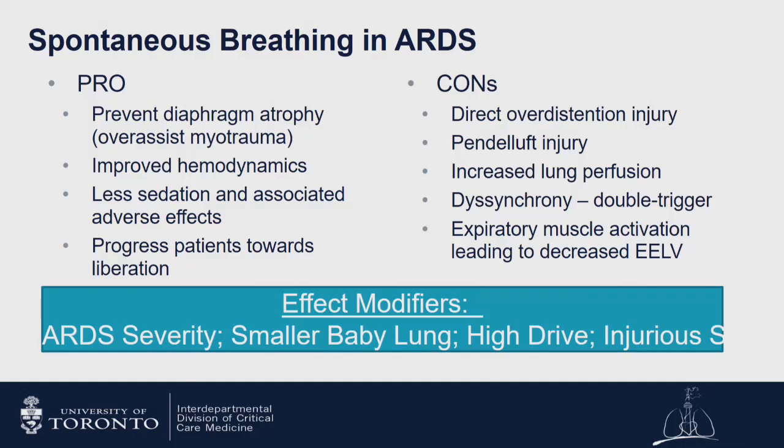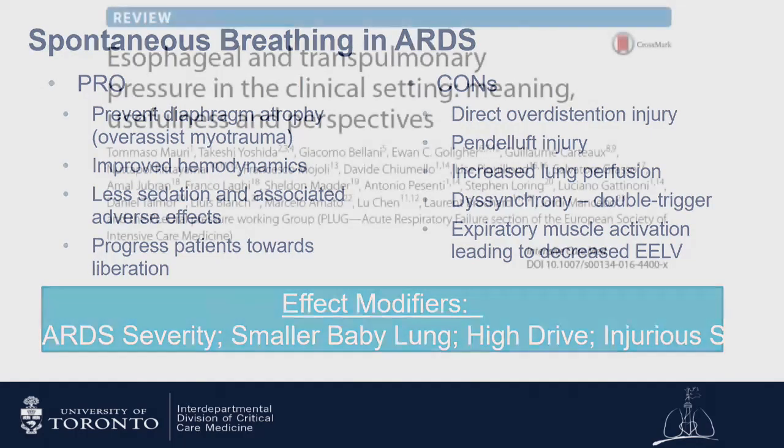And important effect modifiers, which probably swing you more towards avoiding spontaneous breathing, are the degree of severity of ARDS, the smaller the baby lung size, and by that I mean the more of the lung that is collapsed and atelectatic, and the smaller amount that's left to accept the ventilation that we're giving. That's the so-called baby lung. Patients with high drive and who are making big efforts, and if they have injurious ventilator settings, all those things would make spontaneous breathing relatively more dangerous. Next slide, please.